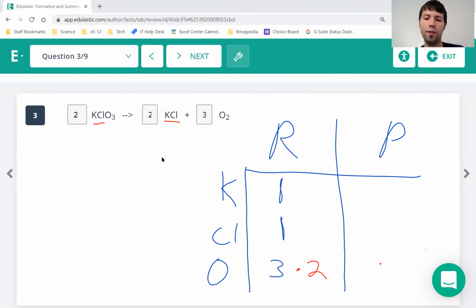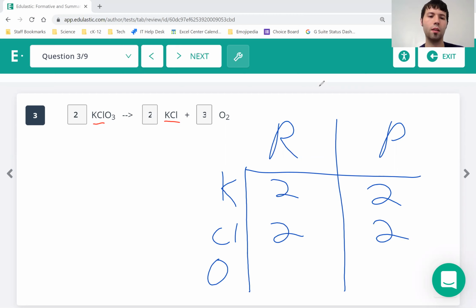So, if you're not sure what to do next, you could just remake the table. And I'm going to remake the table right now just to check my work. Okay. So reactants, on the left side, I have 2 potassiums. On the right side, I have 2 potassiums. Left side, 2 chlorides. Right side, 2 chlorides. Left side, 2 times O3, that's 6 oxygens. Right side, 3 times O2, well, that's 6 oxygens. So everything checks out. This is all balanced.